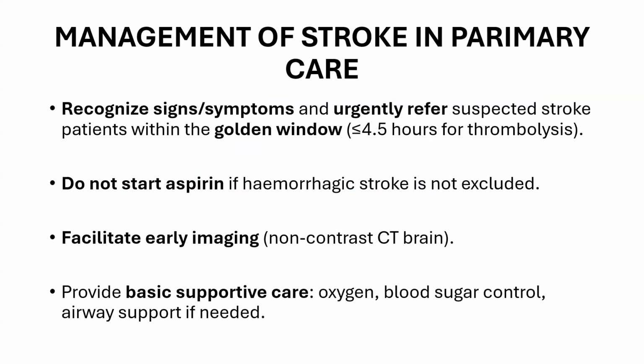we have to recognize early symptoms and urgently refer these suspected stroke patients within the golden window. That is usually within the first 4.5 hours for thrombolysis. And we generally do not start aspirin if hemorrhagic stroke is not safely excluded. And if facilities are available, of course, we have to make sure that an NCCT brain is done in these patients. And also, we have to provide basic supportive care such as oxygenation, blood sugar control, and airway support if needed.